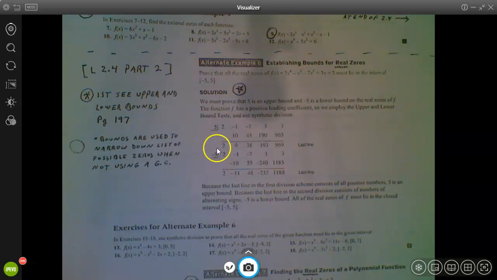If I did it with negative 5, and my signs alternate between positive and negative, or 0, you can have 0 in there, but if they alternate, then the negative 5 represents the lower boundary. So this would tell us, based on this information, that all of my real zeros are somewhere between 5 and negative 5. So I guess that helps narrow things down a little bit, but you'll see here in a second why that didn't do a ton for us, but I want you to see how all this would play out.